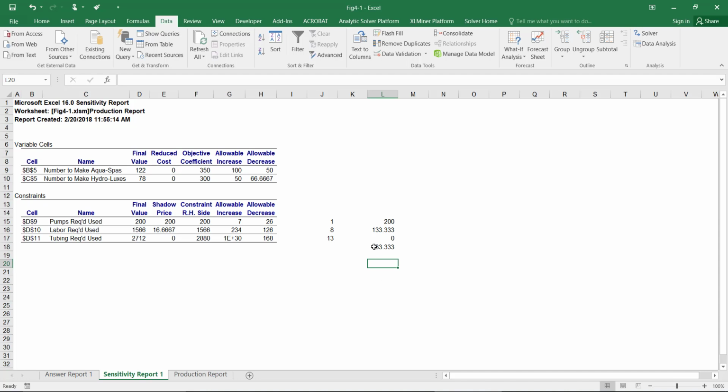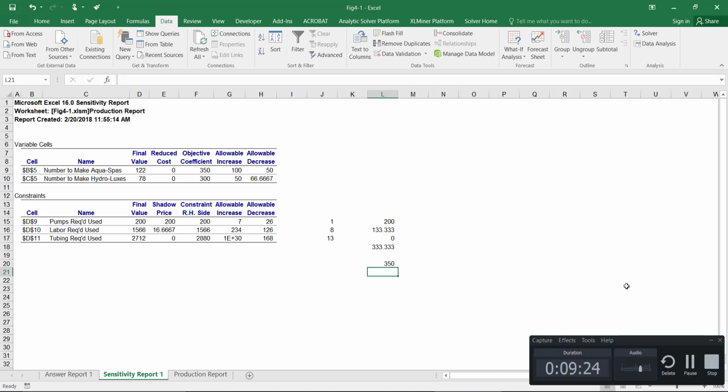If the profit of the new product is less than this value, then introducing a new product is not feasible. That means it's not worthwhile. But if the profit is more than this, let's say the profit associated with this new product is $350, then that's a profitable product and we can have that. So this is the value that the shadow price provides us, more analysis about the problem we are dealing with. This is very important information.